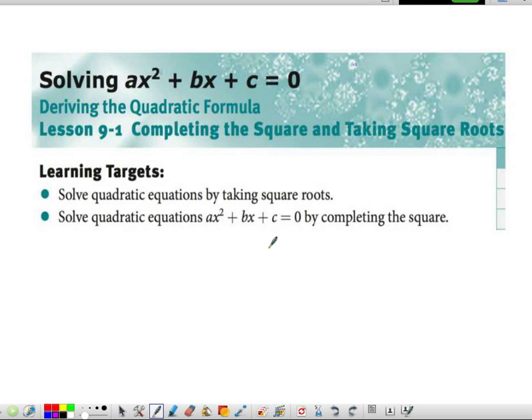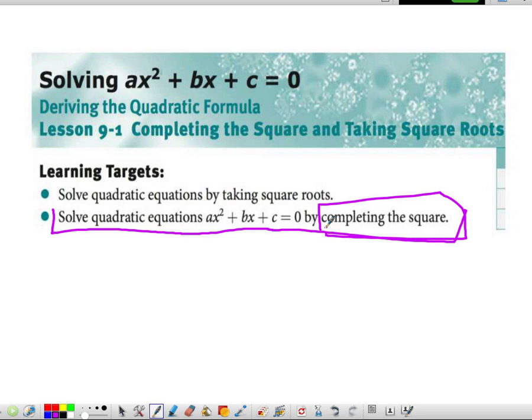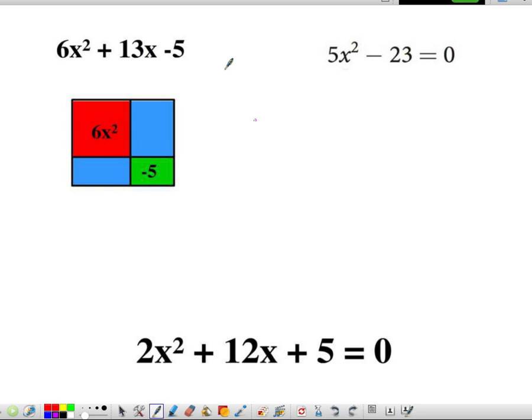Hello, this video is on lesson 9-1, where we focus on how to solve quadratic equations of the form ax squared plus bx plus c is equal to 0 by completing the square.